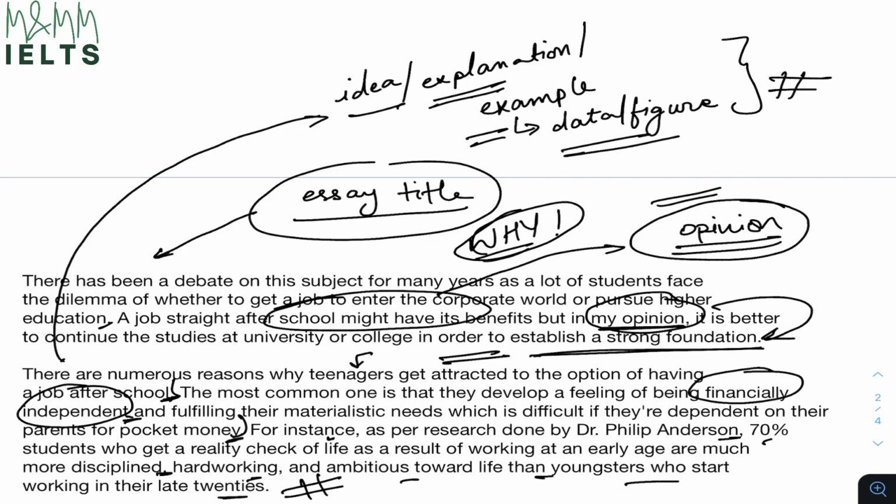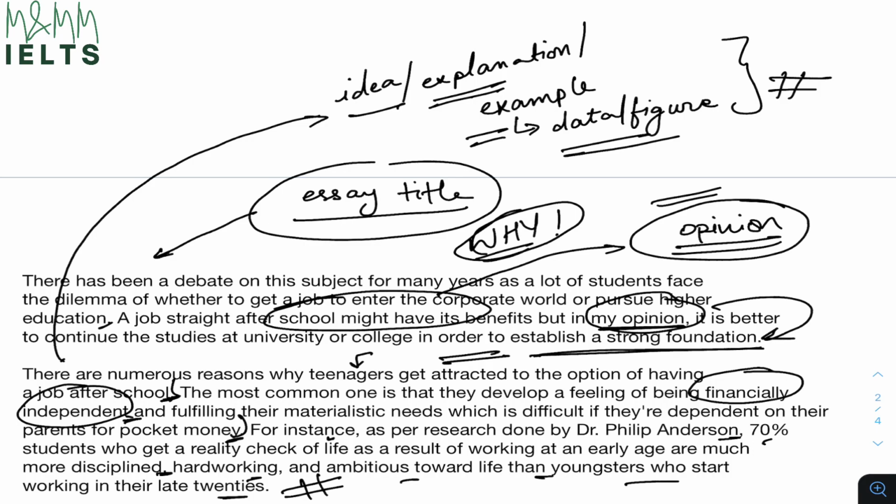So now, I have given some random name, Dr. Philip Anderson. I have no idea who that person is. I've just given some random name and random percentage, just to make it look a little bit more realistic. I am trying to support what I have written. I have written that teenagers want to work because they want money, they want to be financially independent, they want to fulfill their needs. That's what I'm writing, which is not wrong. So it is not negative. It is not negative to work hard and earn your money to fulfill your needs.